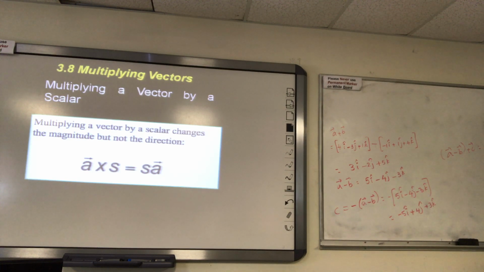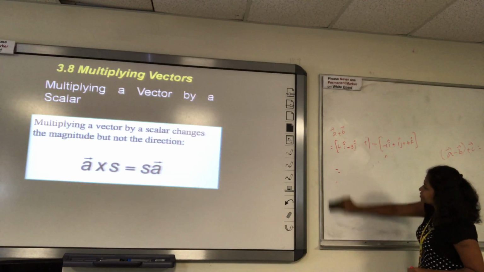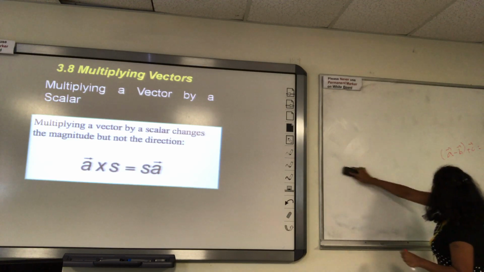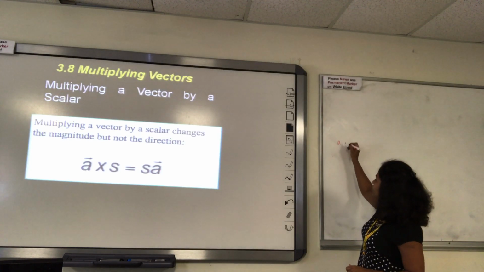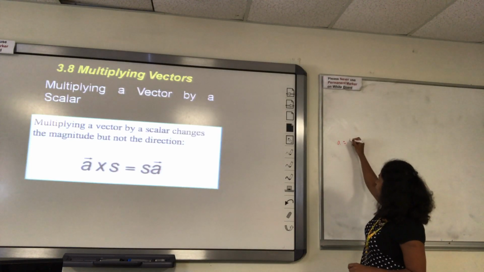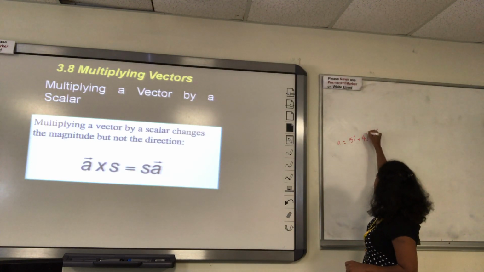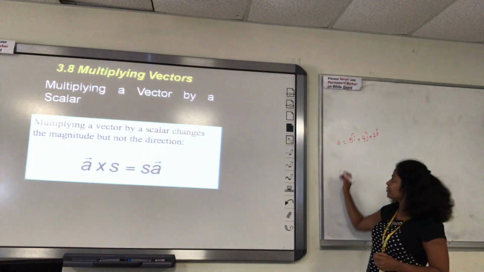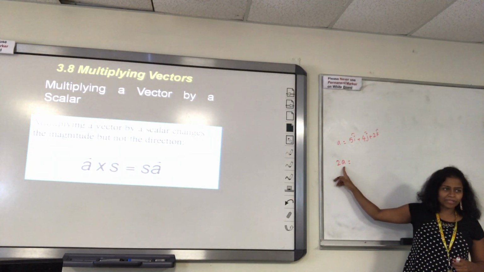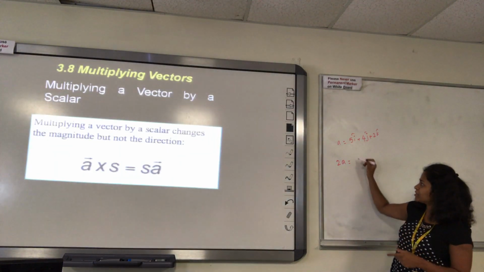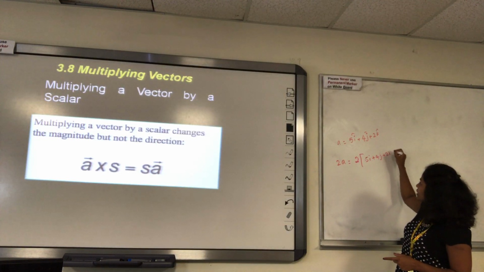Vectors. If you have to multiply a vector with a scalar, scalar means just a number without any direction, something like that. Say a is equal to 5i plus 4j plus 2k. If you want to multiply by 2a, that 2 is a scalar. Then what you have to do is multiply this 2 to this whole thing right here, 5i plus 4j plus 2k.